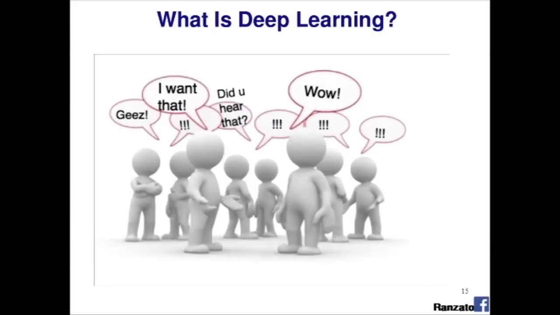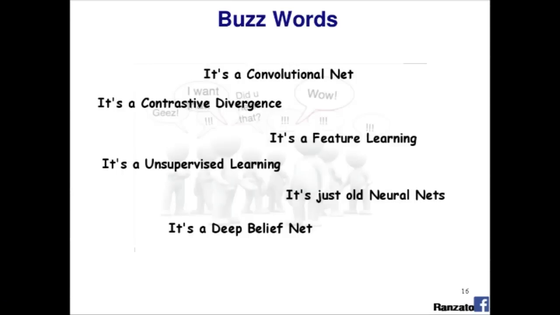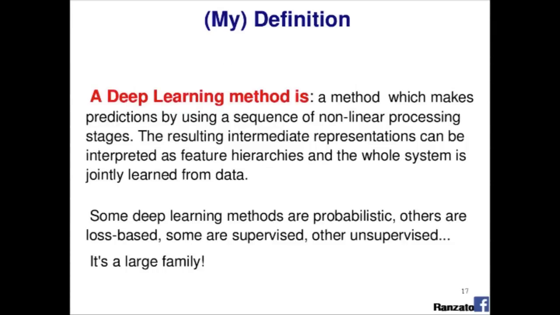Many people talk about deep learning, but in my opinion, there is not a clear idea of what it is. There are a lot of buzzwords. It's a deep belief network. No, it's unsupervised learning. No, it's a convolutional net. I don't know. There is no consensus of what is the definition here. Here is just my definition. I define it as any method which makes predictions by using a sequence of nonlinear processing stages. The resulting intermediate representations can be interpreted as feature hierarchies, and the whole system is jointly trained.